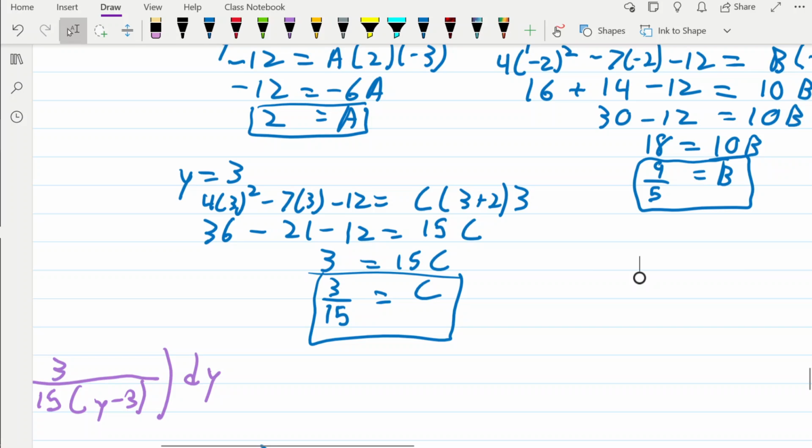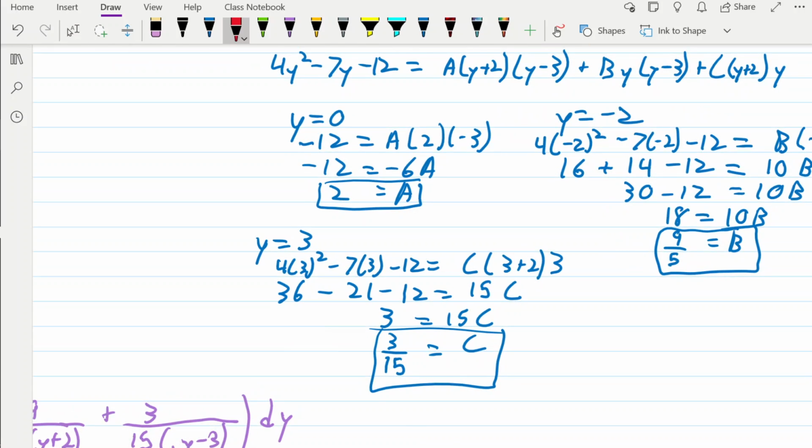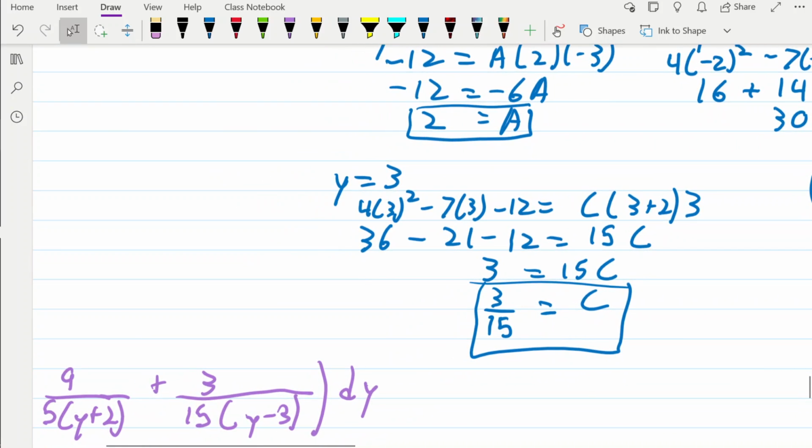And then let's take a look here on y equals 3. So 4 times 3 squared. Okay, so 9 times 4, 36. 7 times 3, 21. Minus 12 stays the same. So y plus 2 right here. Yep. So 3 plus 2, so that's going to be 5 times 3, 15. So 36 minus 21, that is going to be 15 minus 12, so that should be 3.